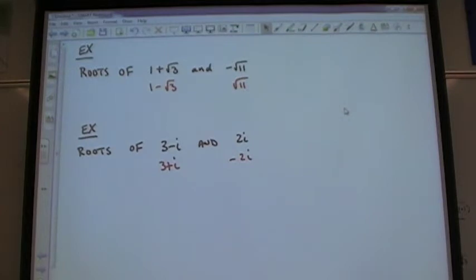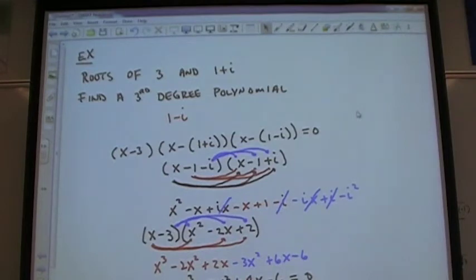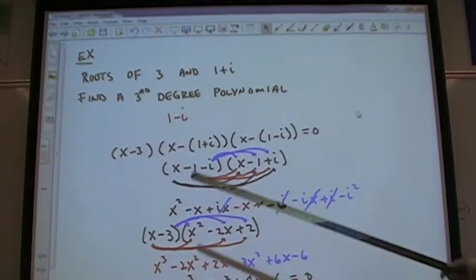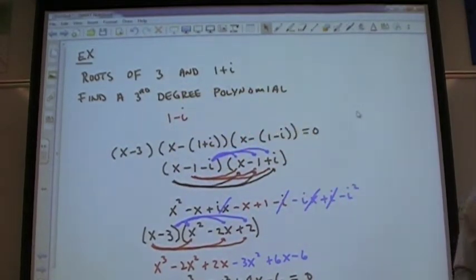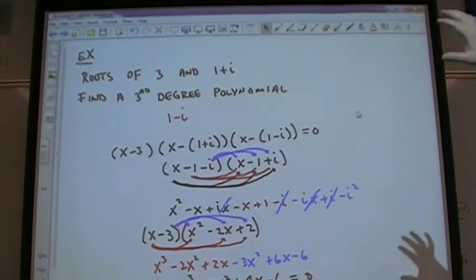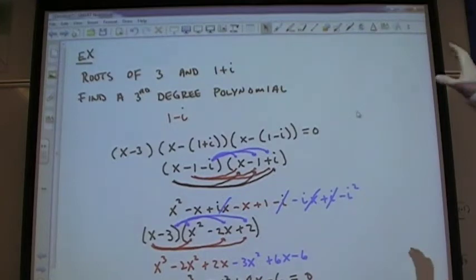Alright, so let's look at the last example. Try to follow this, because I will ask you to find the polynomial equation given the roots, which I did here. Look how fun that looks. Okay, so they tell you that you have roots of 3 and 1 plus i, and it says, find a third degree polynomial given that information. Those top two sentences are what you'll be given. That's it.